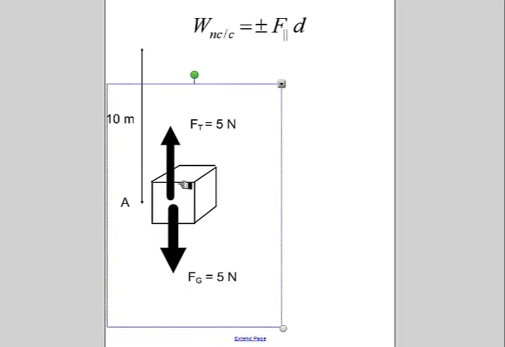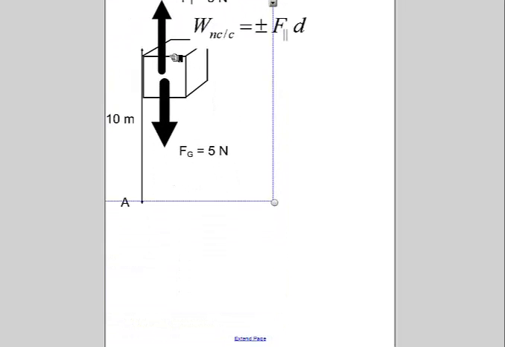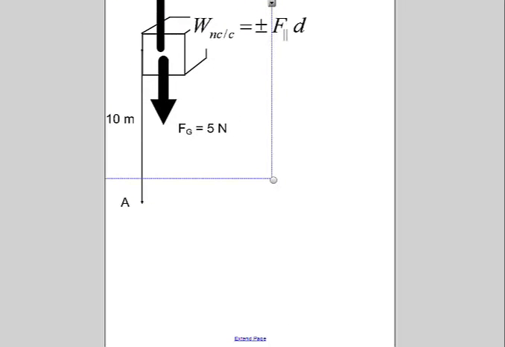Okay, so I'm going to lift it upwards, and tension was exerting a force of 5 newtons for a distance of 10 meters. It was in the direction of motion, so that's going to be a positive. So the force of tension added 50 joules of energy to the system on the way there.